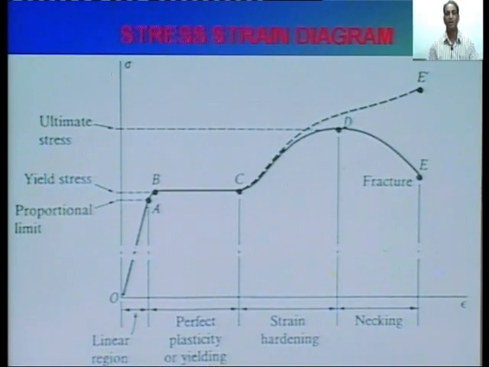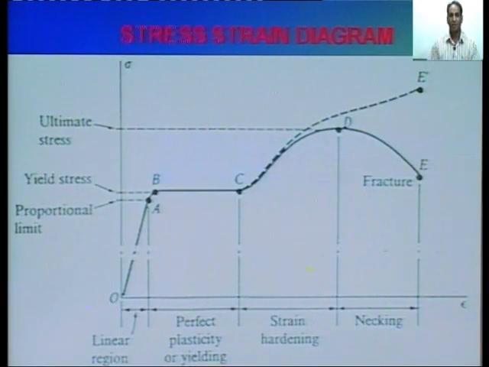This is called the linear region. Linear region means stress is directly proportional to strain. That means the stress-strain relation should be linear in nature. From point B to C, this is perfectly plastic, where yielding of the specimen takes place. So, from B to C, this is perfectly plastic in nature.